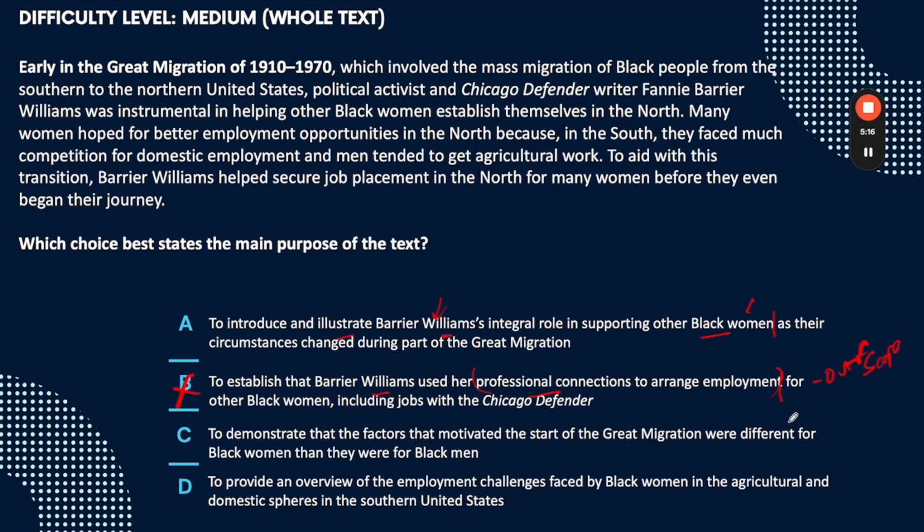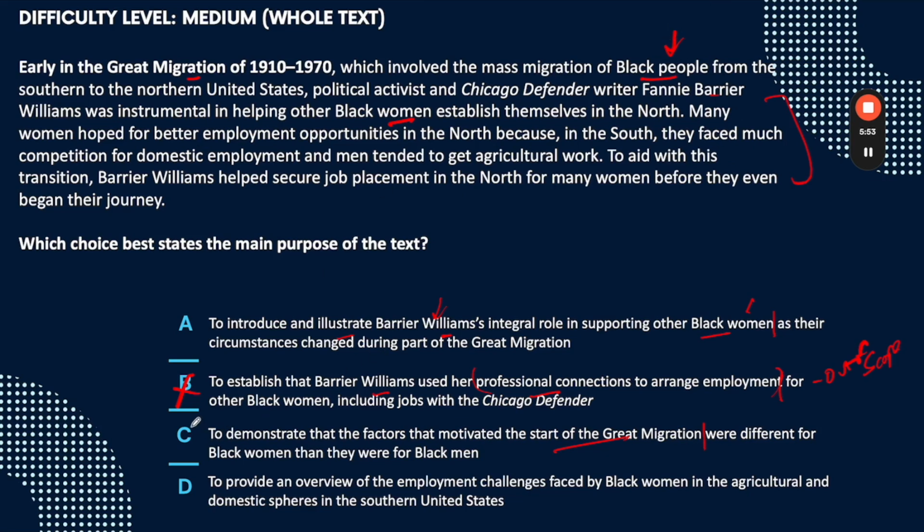Okay, now stop here. To demonstrate that the factors that motivated the start of the Great Migration. What started the Great Migration? I don't know that. It happened, the Great Migration was happening, people were moving, but black people were moving. It's not just talking about the black women, it's talking about black people moving from south to north. The whole text is about how this person, Barry Williams, helped the black women specifically and not the black people or all of them or even the men.